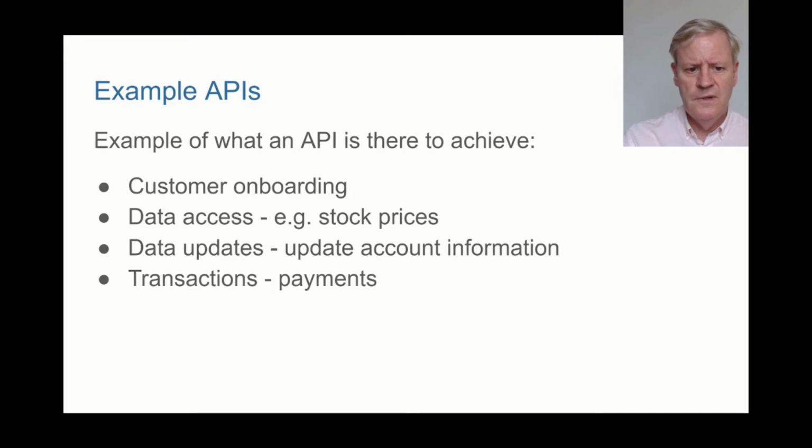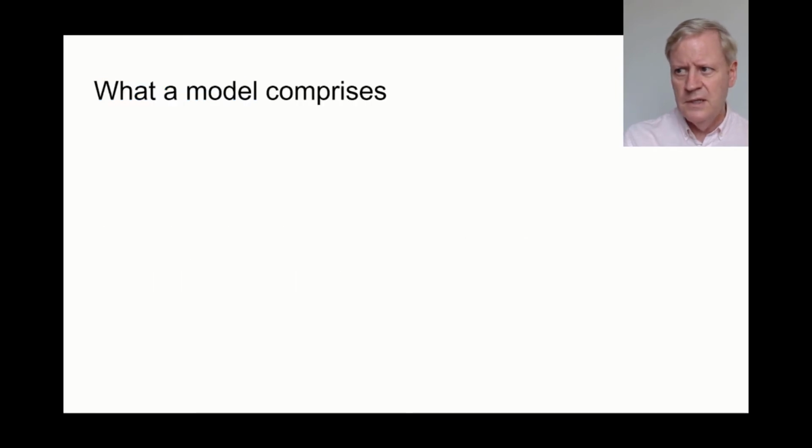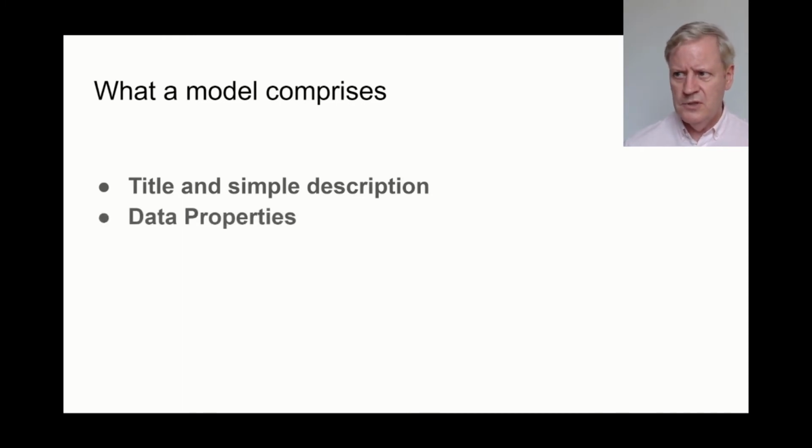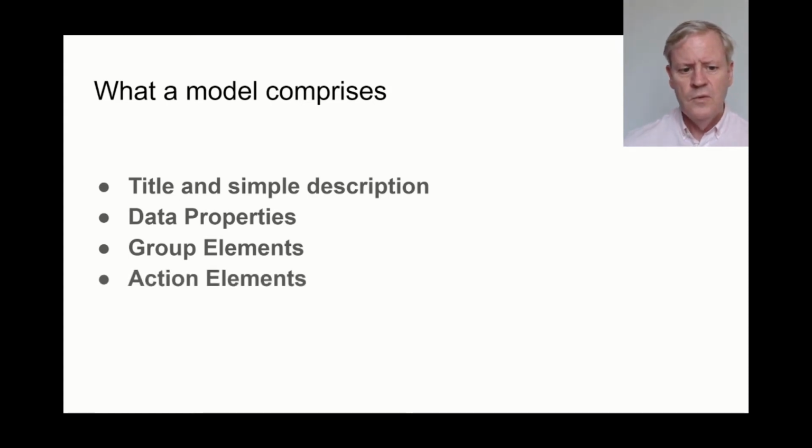So let's look at some of what goes on in these. We need to think about when we create a model for how this happens. We'll have a title and a simple description. We'll have certain data and the properties of that data that are going to be concerned in this activity, in this transaction. We're going to have different elements that it pertains to, and we're going to have actions that need to be taken by the different systems, and the parameters, that is, what are the details of the actions that need to take place.